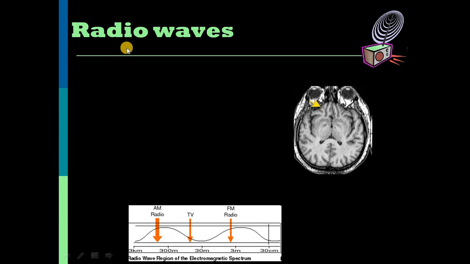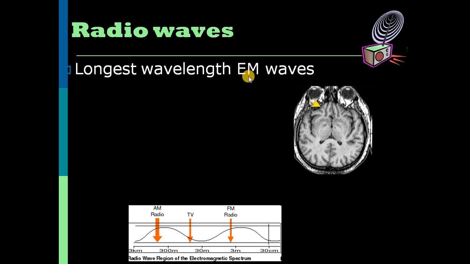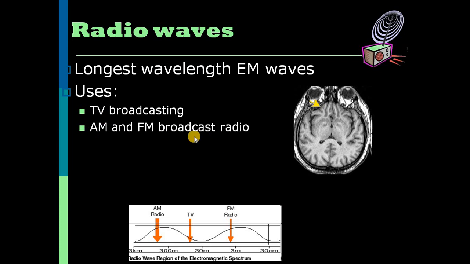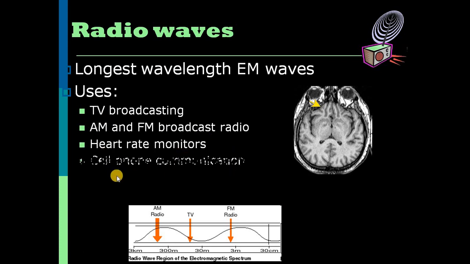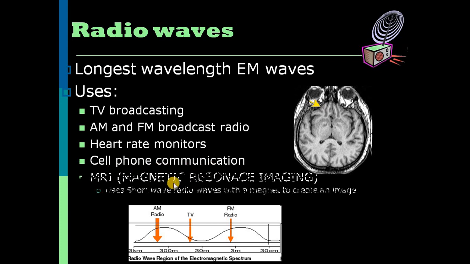So let us focus on the radio waves. These are radios, AM, TV and FM, and their range can be from kilometers to some centimeters. These are the longest wavelengths of the electromagnetic waves. The uses are television broadcasting, walkie-talkies, radio communications, AM FM broadcast radios, and heart rate monitors. Some part can be used in cell phone communications, but not much.